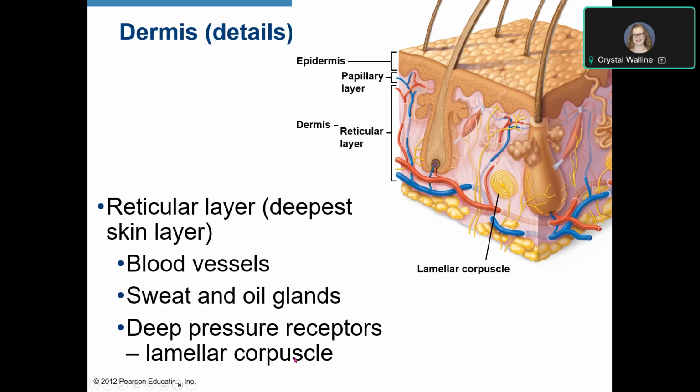The lamellar corpuscle reacts to deep pressure or vibrations because when the dermis is compressed or vibrated, the compression will deform the shape of these rings, and that will cause electrical changes in this receptor, which will get passed on to nerves and passed on to the brain for processing.